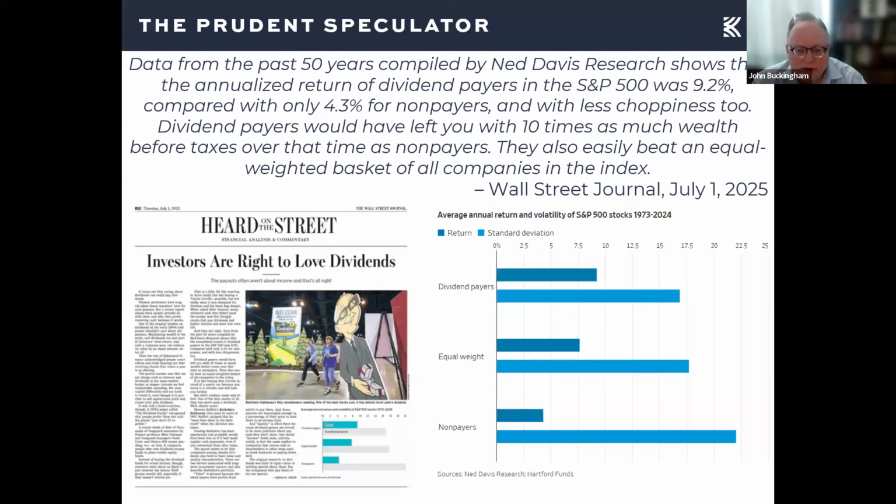And we're not the only ones who noticed this. A few months ago, the Wall Street Journal had a piece that said investors are right to love dividends. Again, this is looking at things on an equal weighted basis. But even if you don't go back to the 1920s as we did in our study, this goes back to 1973 through the end of 2024. So 50 years of data showed that dividend paying stocks had higher returns and lower volatility. So others have confirmed what we have found.